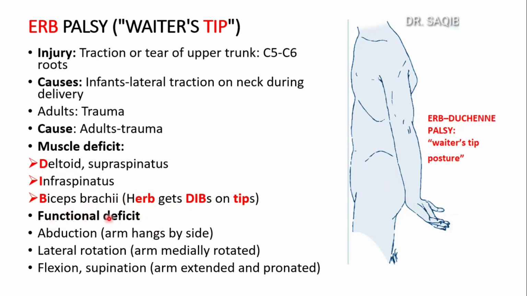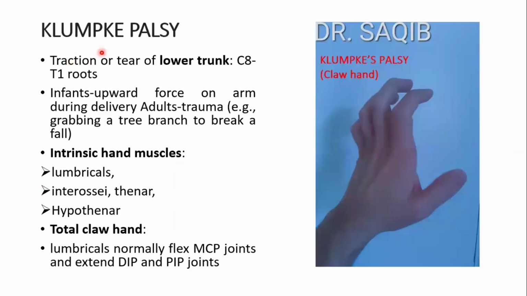This is the functional deficit already discussed with you. The arm hangs by the side. There is loss of abduction, lateral rotation of the arm, medially rotated, and flexion, supination, with the arm extended and pronated. This is the summary of Klumpke's palsy, traction or tear of the lower trunk, C8 to T1 roots. In infants, upward force on the arm during delivery; in adults, trauma, for example, grabbing a tree branch to break a fall.